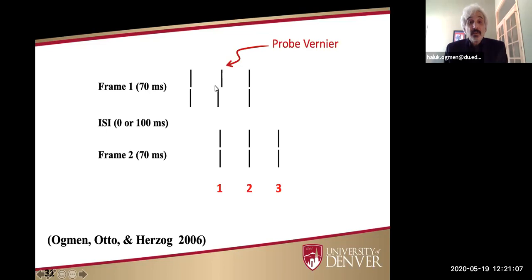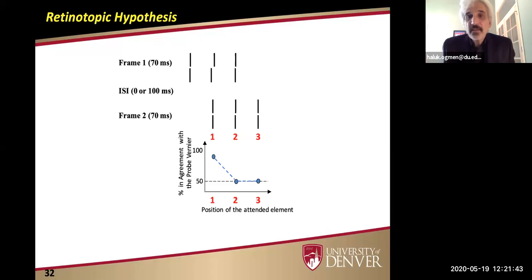The question is, which one? And the answer depends on the reference frame. If the reference frame of sensory memory is retinotopic, then it should integrate according to its retinotopic partner. In this case, it will be this with this. They sit at exactly the same retinotopic locations. But instead, if it is based on motion-based reference frames, then the integration should be according to motion-based reference frames, not retinotopic relationships. Based on that logic, we can derive the following predictions.